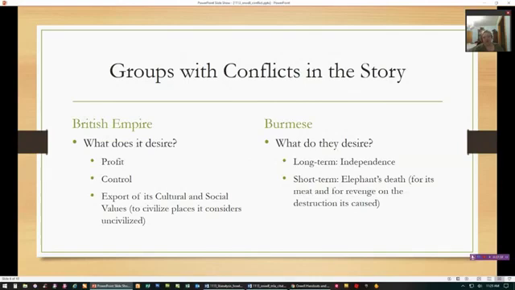So the British Empire here, it wants profit, it wants control, it wants to export its cultural and social values to civilize a place that it considers uncivilized. That's an aspect of imperialism. Imperialism is a policy where one country goes out and conquers other countries to spread its values, its traditions, but also it does so in a way to usually benefit.